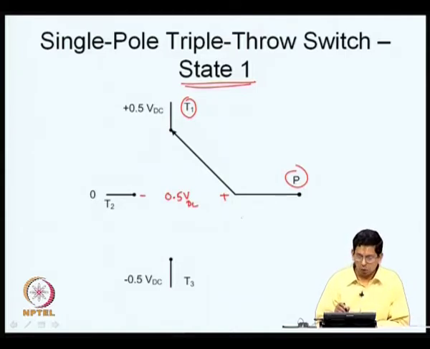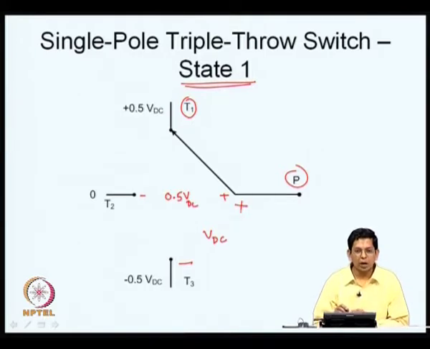Now, how about the switches between P and T3? Again they are off, and they are blocking a potential with P positive with respect to T3. The potential difference is not 0.5 VDC, but the entire VDC, because P is connected to 0.5 VDC and T3 is connected to minus 0.5 VDC. So, the potential difference is equal to VDC. This is state 1 of the single pole triple throw switch we are talking about.